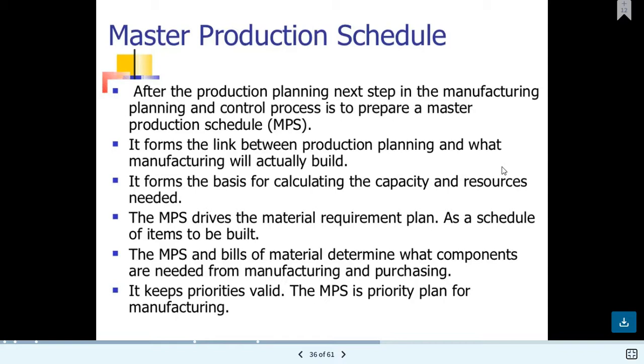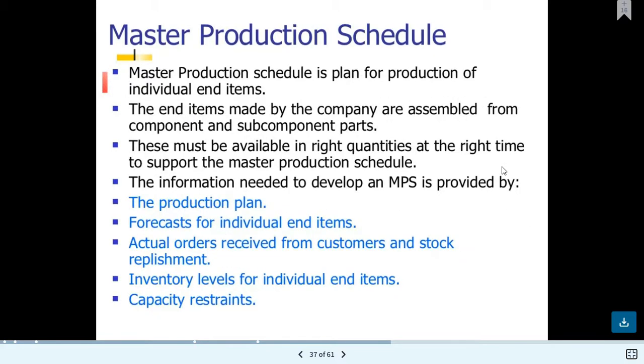It forms the link between the production plan and what manufacturing will actually build. It forms the basis of calculating the capacity and resources needed. The MPS drives the material requirements plan and a schedule of the items that can be built. The MPS and bills of materials determine what components are needed to manufacture and purchase. It keeps priorities valid. The MPS is the priority plan for manufacturing.